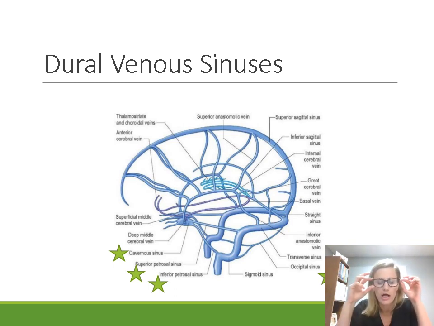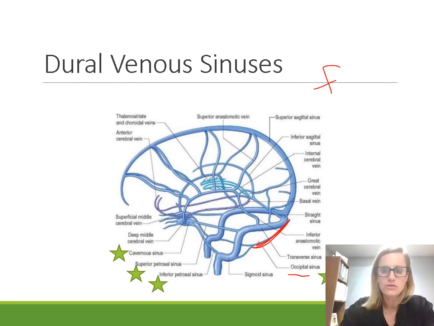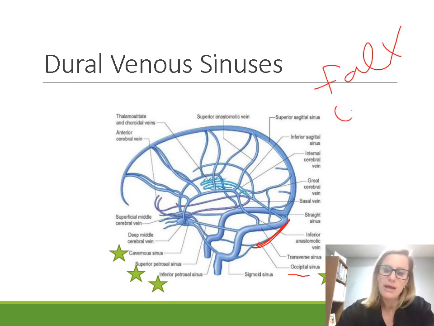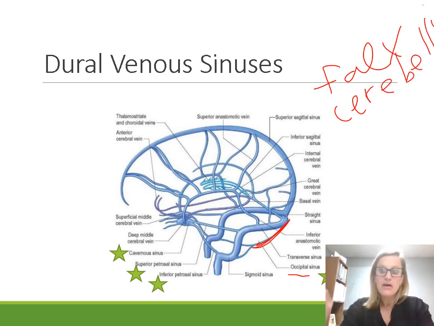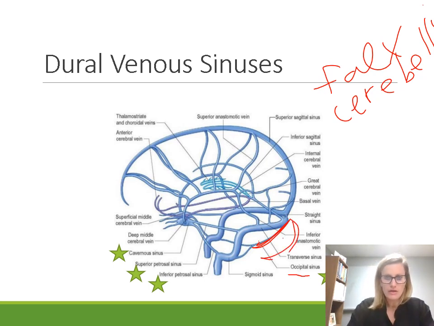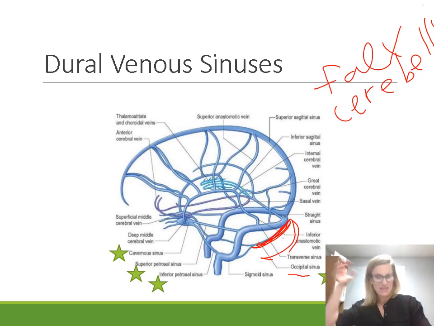So we've got a few more on this slide. The occipital sinus, which you see right here. The occipital sinus lies along the falx cerebelli. The falx cerebelli, remember, goes partially in between the cerebellar hemispheres, right? So the cerebellum is like back here, and the falx cerebelli goes in between the two halves of the cerebellum. So the occipital sinus is back here, right, like the back of the skull.